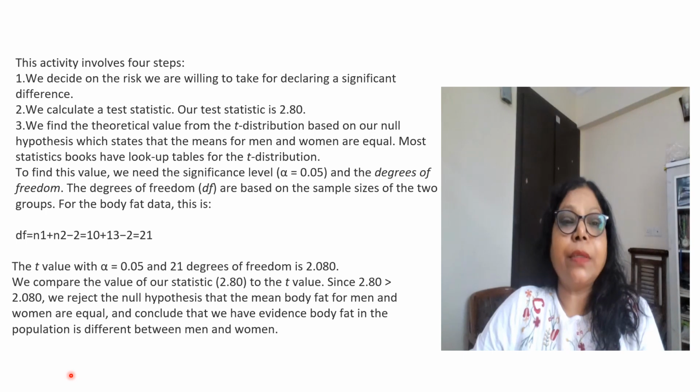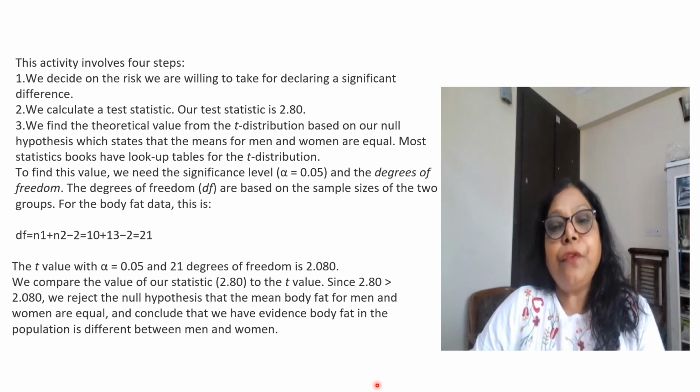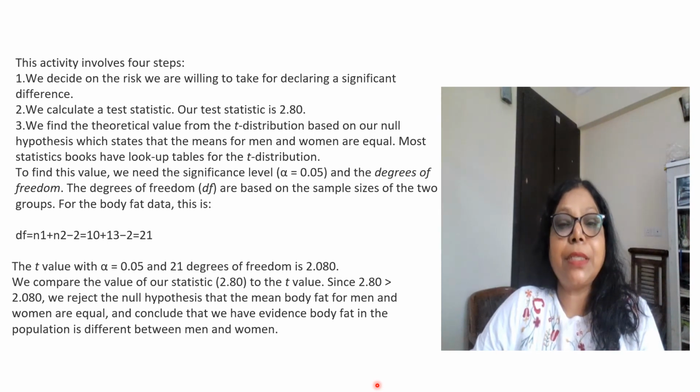We calculate now the test statistic. Our test statistic, which has come, is 2.80, as you can see in the previous slide. So now we find the theoretical value from the t distribution based on our null hypothesis, which states that the means for men and women are equal. Now, most statistics books have tables for the t distribution, and we can also find the tables online. Most likely, if we use software, we will not be using these printed tables.